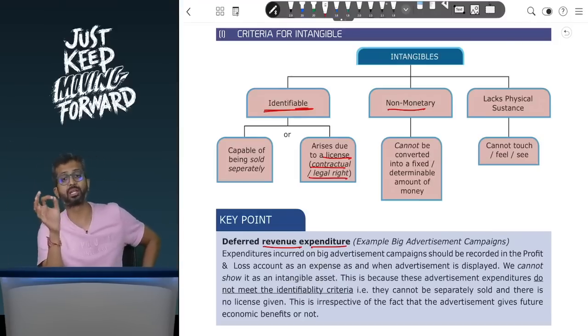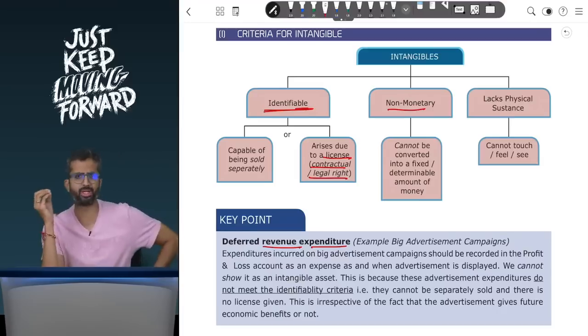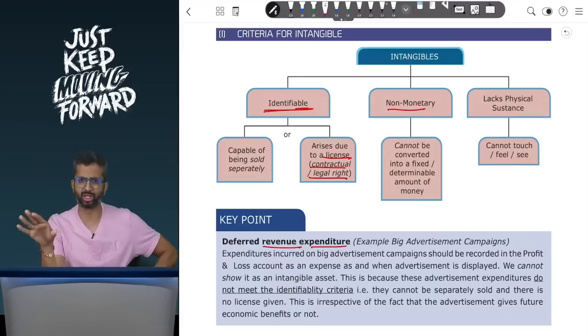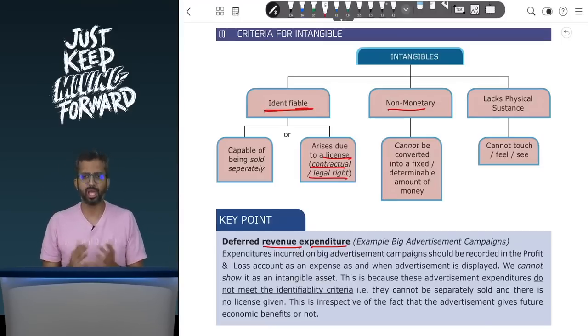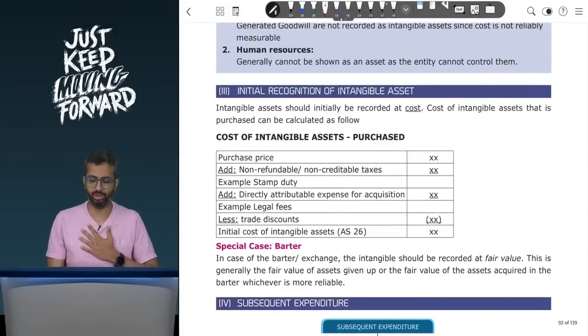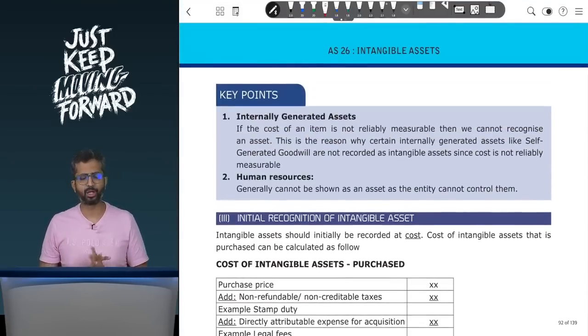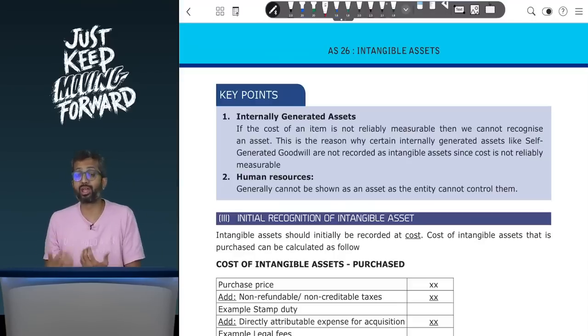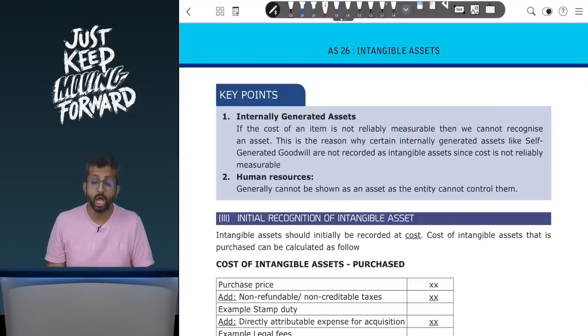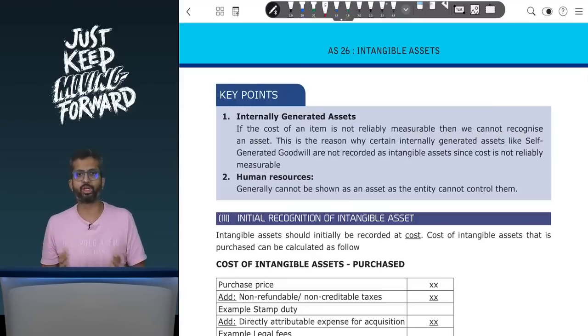Remember, there is no concept of deferred revenue expense in AS. You might have been taught this in foundation, but accounting standards do not agree with that. It says if the expense has been incurred, accrual says you should record it. Accrual is more important than the matching concept, and hence you will record all expenses and not defer big advertisement or employee training or other expenses over the years. Internally generated assets: usually the cost of an internally generated asset is very difficult to calculate, and hence if cost is not reliably measurable, you can't record it. Human resources, you can't control them, and as a result you cannot record them.